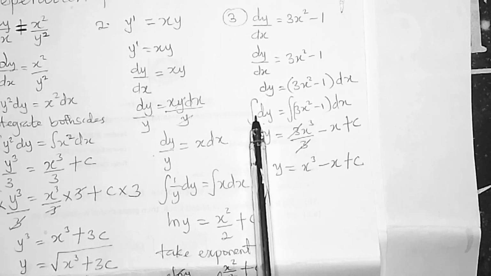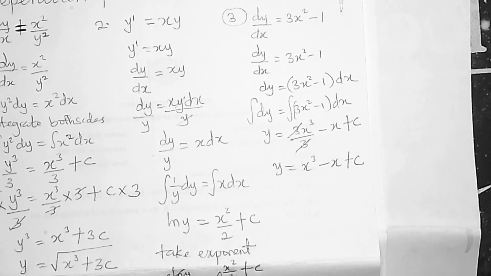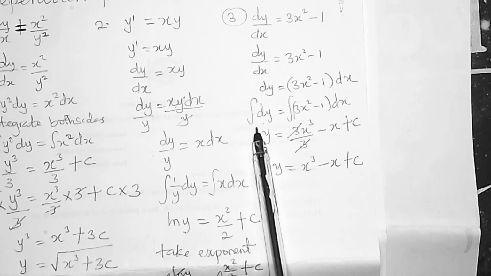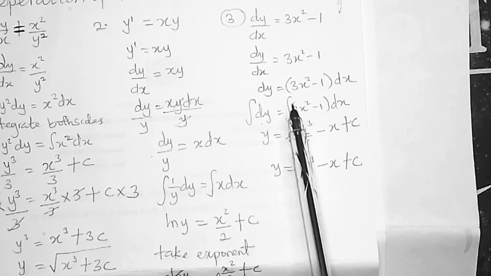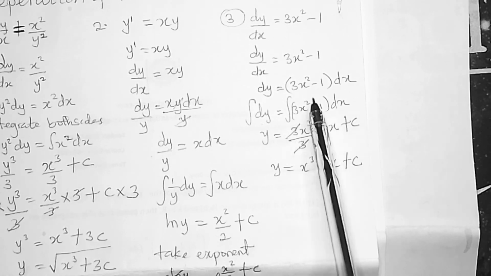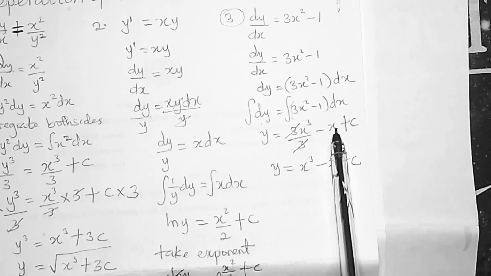Now this is the same thing as 1 dy. Are you seeing that now? This is the same thing as 1 dy. And if you integrate 1 with respect to y, I'm going to have y. And if you integrate 3x squared, you are going to have 3x cubed over 3. And if you integrate 1, you are going to have x. Then plus c.